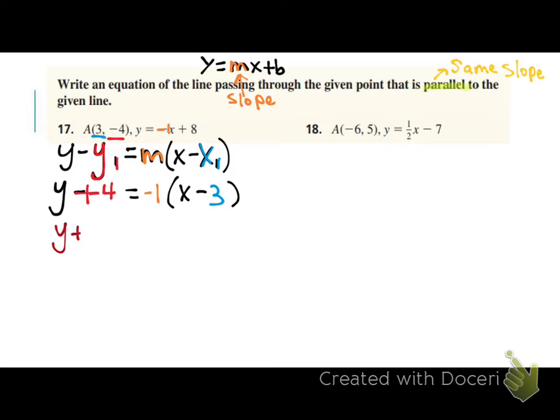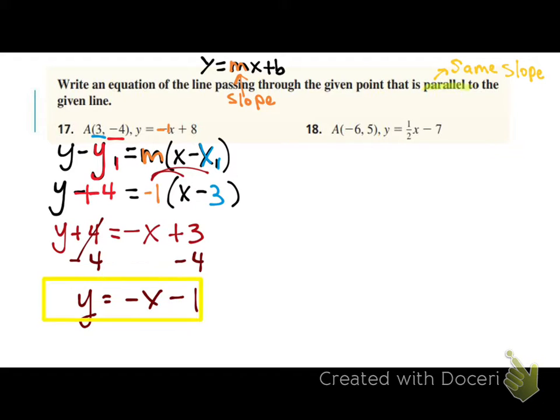Distribute. We got y plus 4 equals negative. I'm going to put negative x because -1x looks childish. And then -1 times -3 is positive 3. Last step. Subtract 4. Y equals -x minus 1.